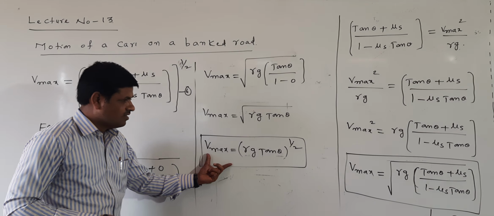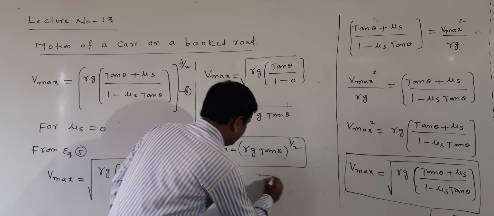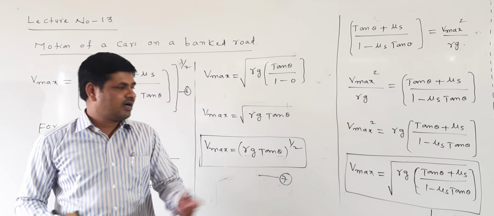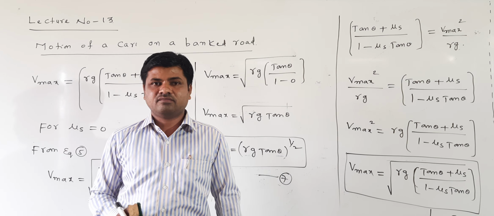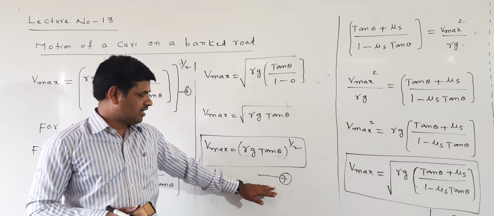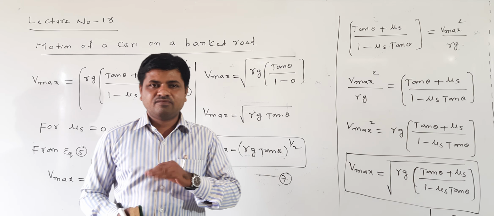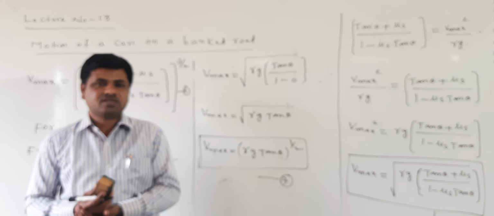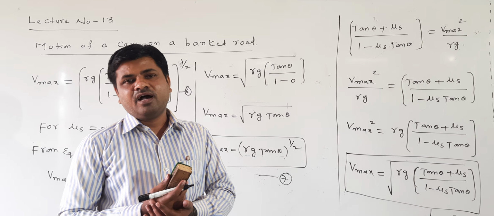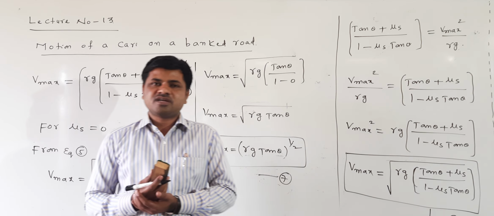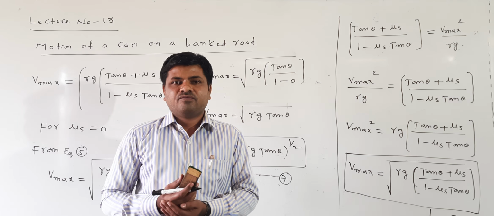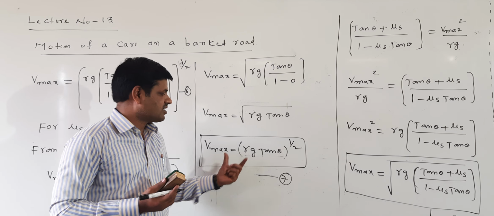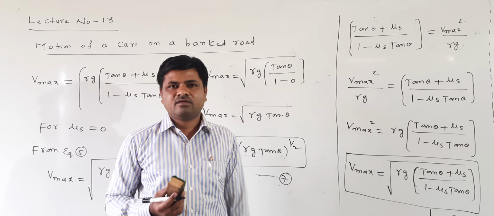This is given as equation number 7. In equation number 7, banking is there, but friction is not present. Here we can clearly differentiate the conditions, because which formula we use depends upon the conditions. The previous formula we use when friction is present and banking is not there. When friction is present and banking is present, we use the fifth formula. When banking is present and friction is not present, we use this formula. Okay, thank you.